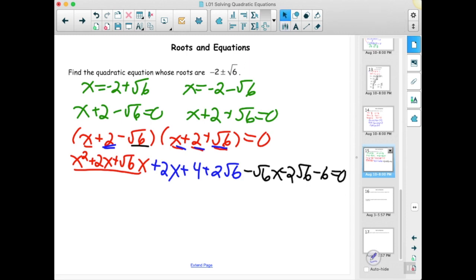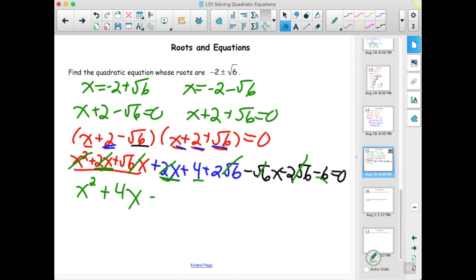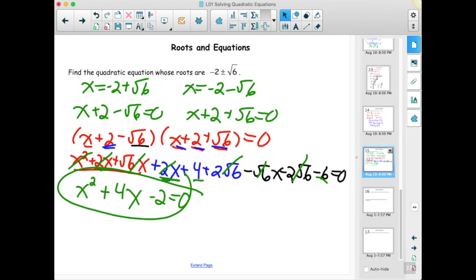Alright, now let's see how this cleans up quickly. So, okay, so let's see. Root 6x, negative root 6x. 2 root 6, negative 2 root 6. So I have x squared. I now have 2x, and 2x is 4x plus 4x. So compare that. Then we now have 4 minus 6 minus 2 equals 0. Okay, if I want to make sure I'm correct, I could probably quickly plug that back. You could probably plug this back into the quadratic formula and see if you get that back for the root.